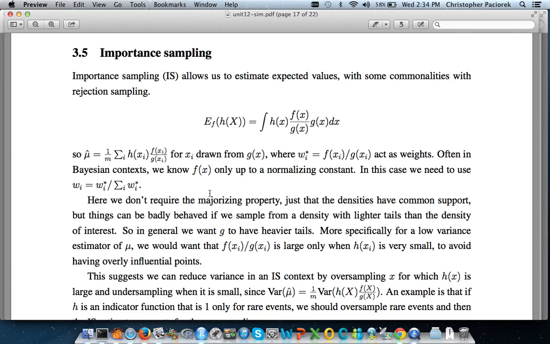So any ideas of what we could choose for G? What's the simplest distribution we know, or one of the simple distributions that we know how to sample from? All right, so either a uniform or a normal distribution. Can it be a uniform distribution? Okay, why can't it be uniform?